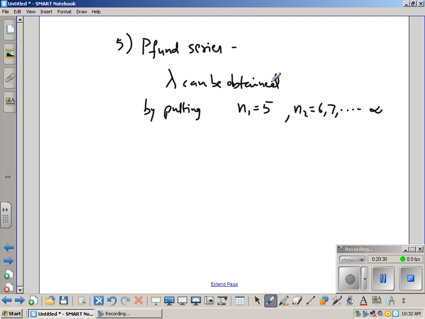It belongs to the infrared region again. Infrared, far infrared, the last two. Need not say near infrared or far infrared. The three series belong to the infrared region. The first series belongs to ultraviolet, the second series belongs to visible, and the third, fourth, fifth belong to the infrared region.